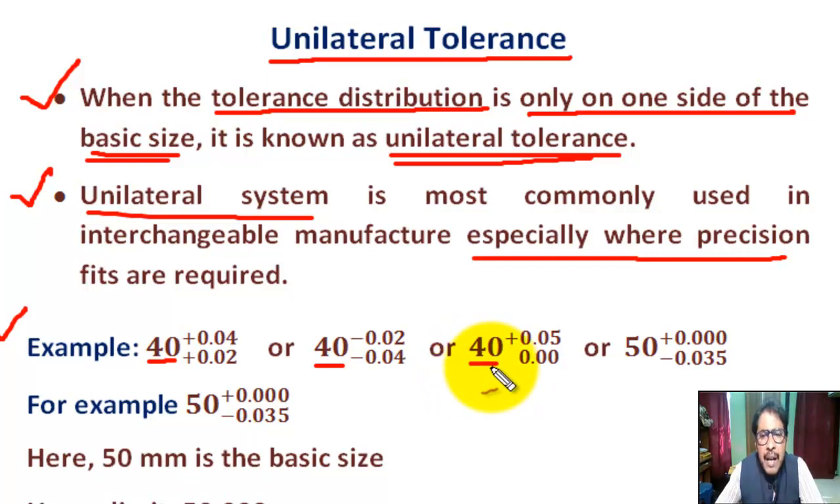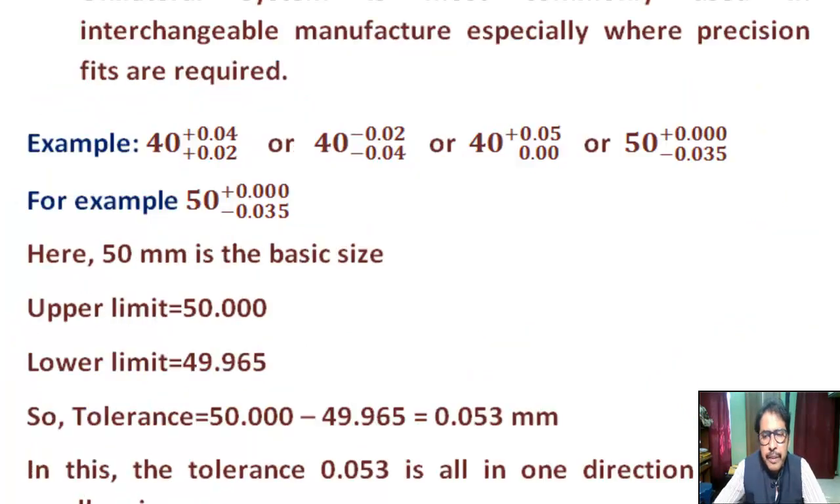Here 40 is the basic size, upper limit 0.05, lower limit 0.00, the lower limit is the basic size. Here the limit is above the basic size, so it is unilateral tolerance. Here 50 is the basic size, upper limit 0.000, lower limit 0.035. Here the tolerance is below the basic size, so it is unilateral tolerance.